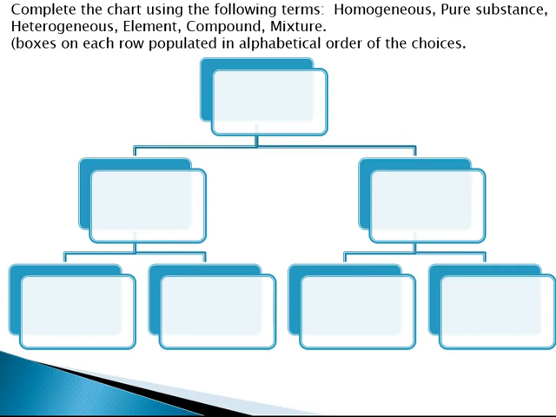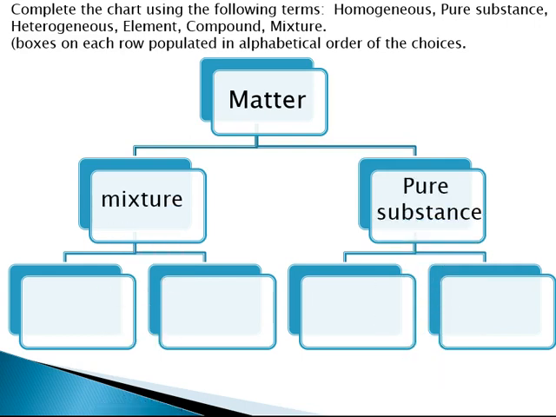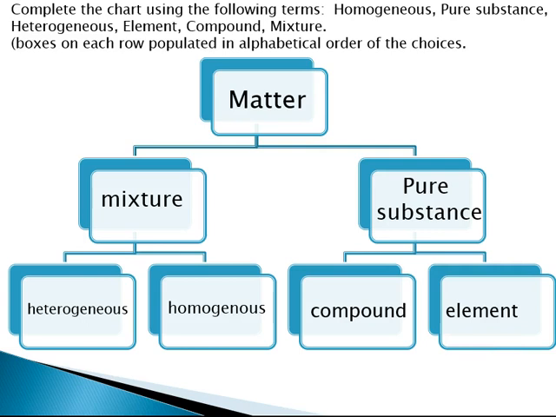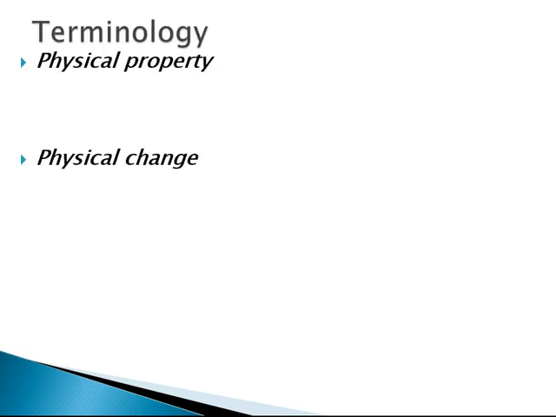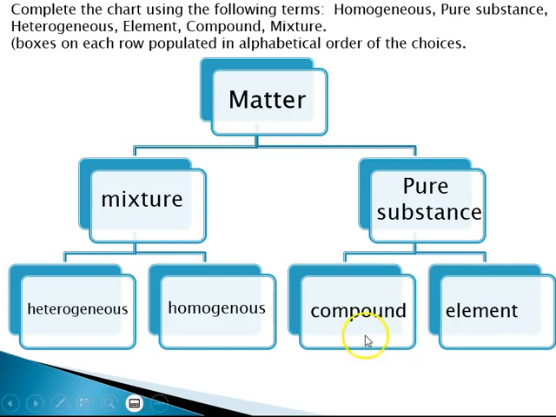So let's see if we can fill up this chart using our bank of words at the top. The main category is matter. Matter can be subdivided into either a mixture or a pure substance. Pure substances and mixtures can be further subdivided. Mixtures can be divided into heterogeneous mixtures and homogeneous mixtures. And pure substances can be divided into compounds or elements. That's where we're going to end today, and we will talk more tomorrow.